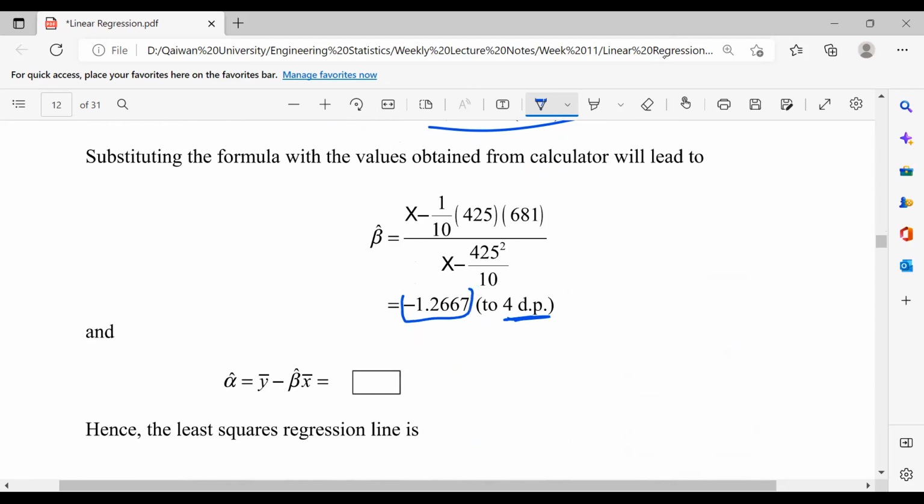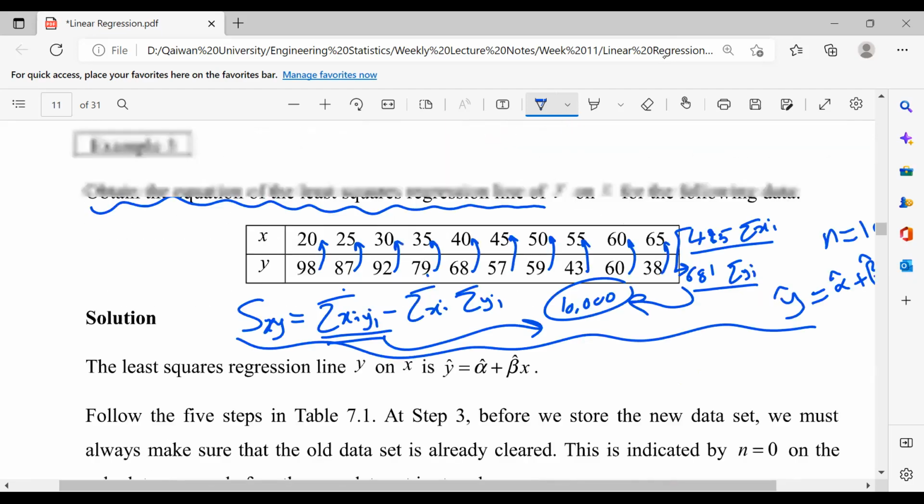Here, this is beta hat. After finding beta hat, we need beta hat, x bar, and y bar to get alpha hat. Here, we just work on finding alpha hat and beta hat, nothing else. We found beta hat, so we must find alpha hat also. How? We say alpha hat is y bar minus beta hat x bar. Here we need to have x bar and y bar.